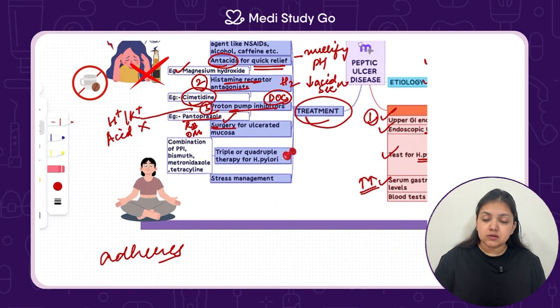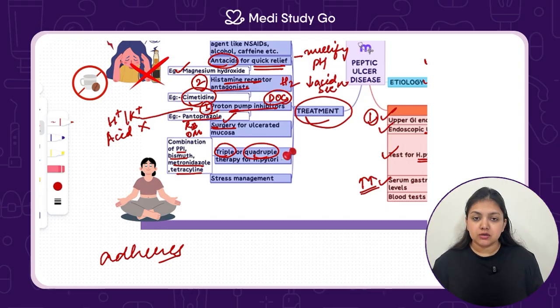Now, if we know the cause is H. pylori, we need some antibiotic course to be given. So we can give a triple or a quadruple therapy, which can include a proton pump inhibitor, bismuth, metronidazole, and tetracycline. So it will be a combination of antibiotics along with drugs responsible to decrease the acid secretion.